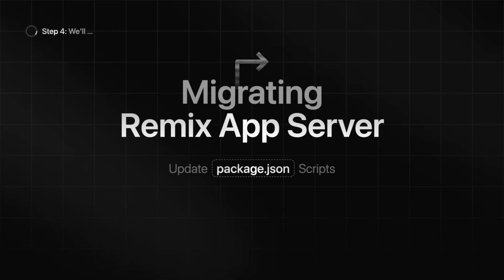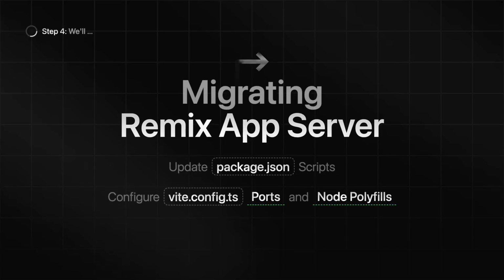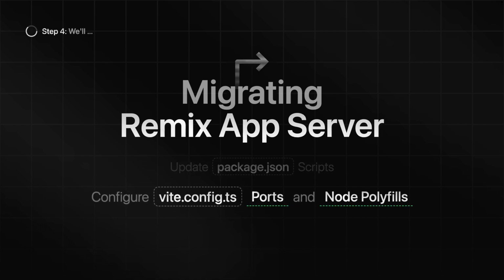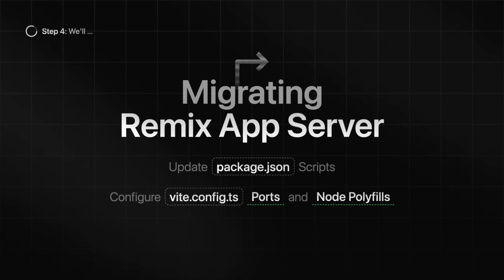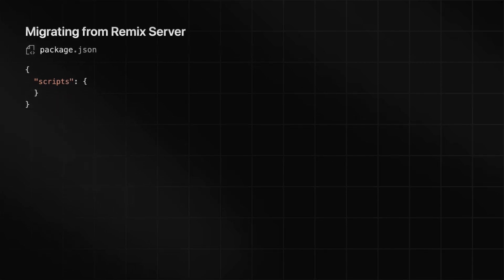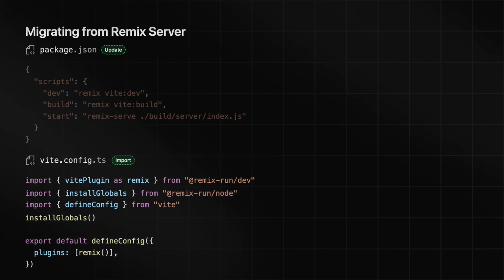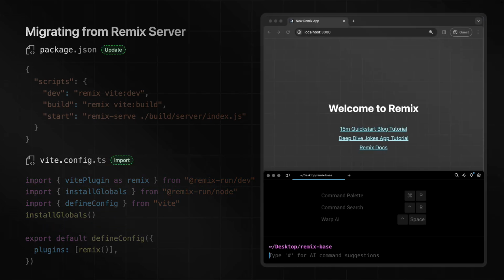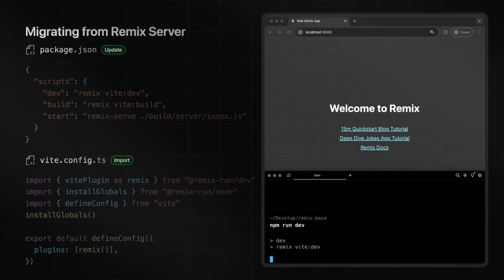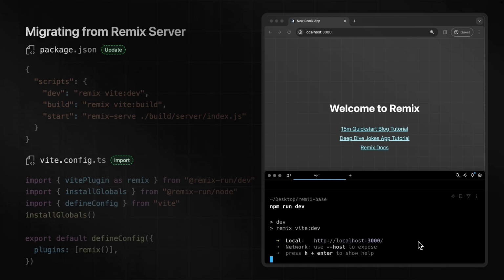Moving on with step 4, we'll focus on migrating our Remix server to Vite. For that, we'll update our start scripts and configure our Vite ports and polyfills. Starting with our scripts, we'll update dev, build, and start. Also, in our Vite config, we'll import installGlobals and call it. With that, we are now sitting on top of the Vite dev server, as we can see in the current demo.